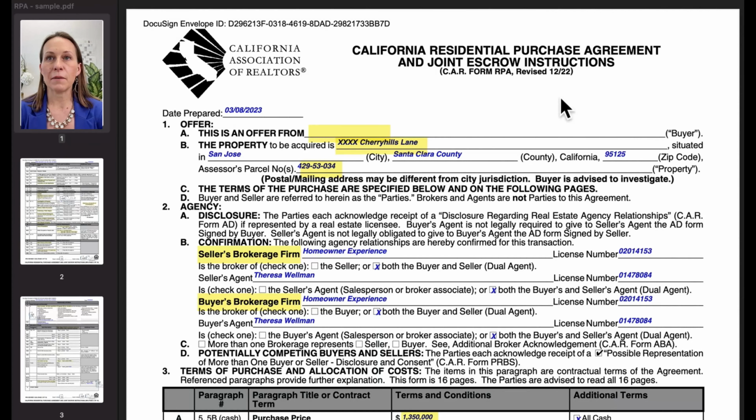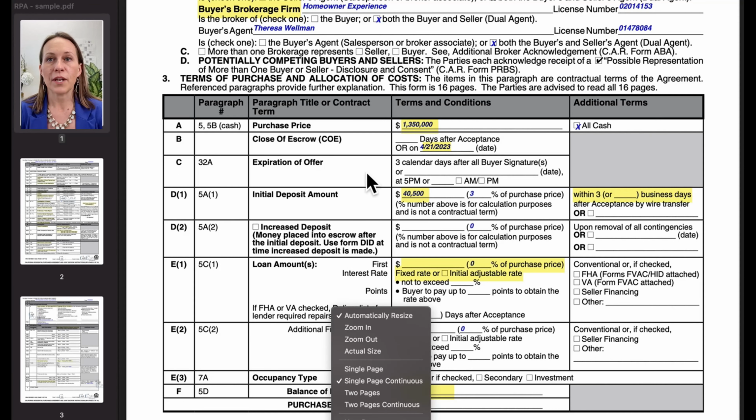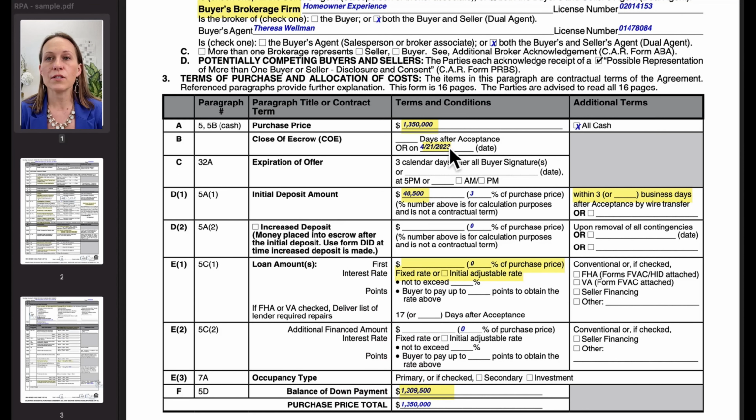As you can see here on my screen is page 1, revised December 2022. And the first critical information is the date it's prepared, the name of the buyer, the address, and the assessor's parcel number. This is the property tax assessor's number for the actual property. Then you're gonna see the seller's brokerage and the buyer's brokerage, and then we're gonna get into the actual details of your offer. So here, the purchase price, the close of escrow date, or maybe the number of days.